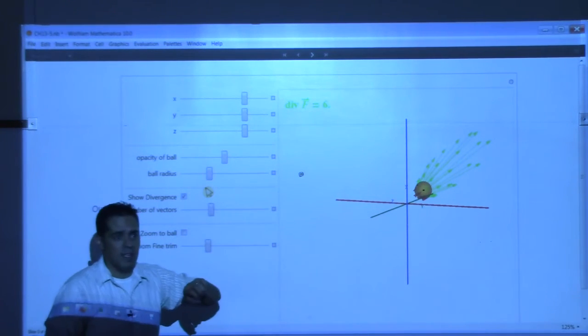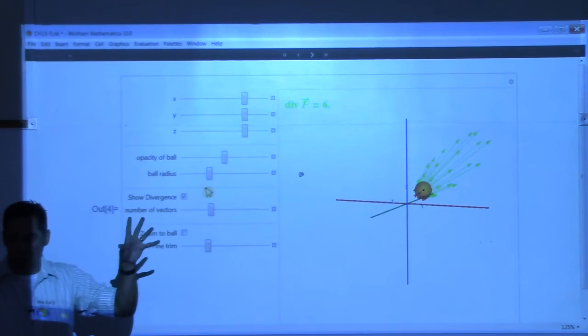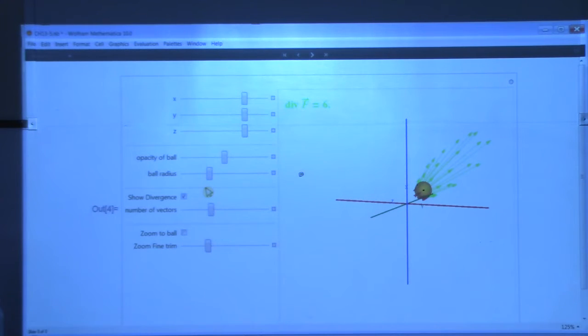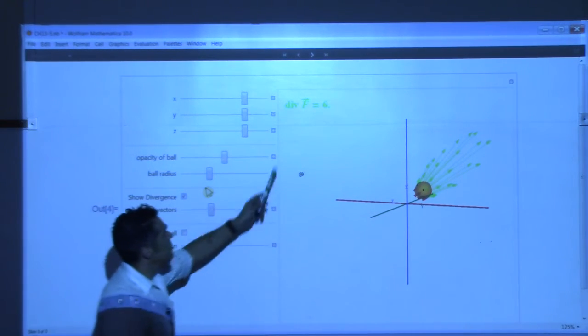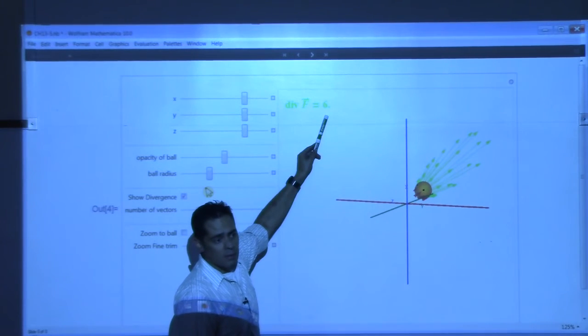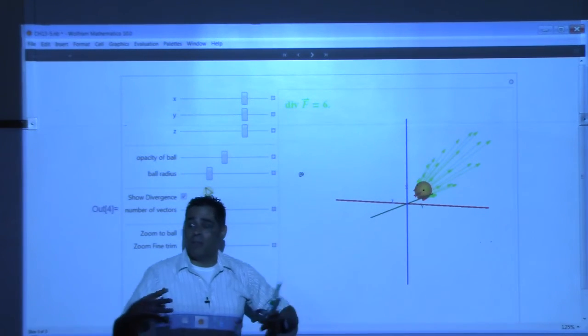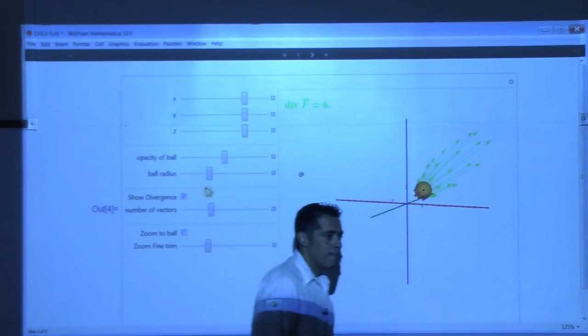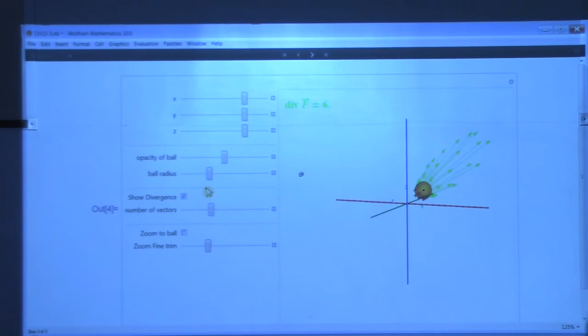All the vectors you see in green are moving out of the ball. All the vectors you see in red are going into the ball. Does it look like you have more green or more red here? More green. And that's why your divergence is a positive number here. You have more going out than going in. And I'm guessing when there's more going in than going out, it's negative. Then you're going to get negative.